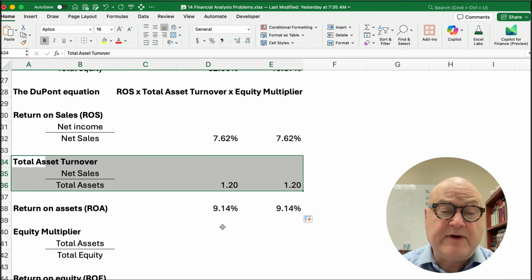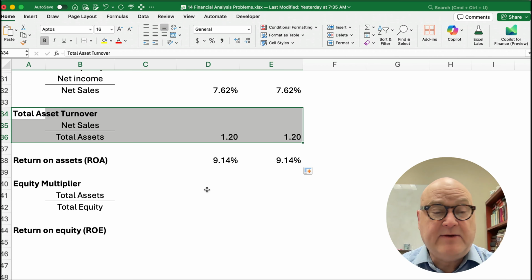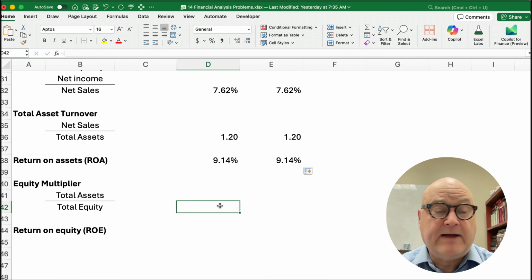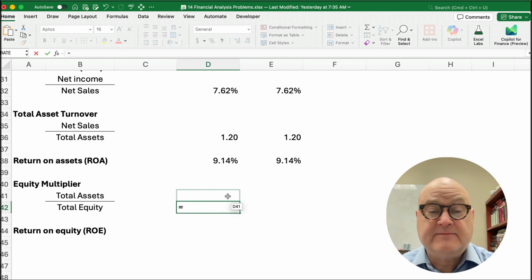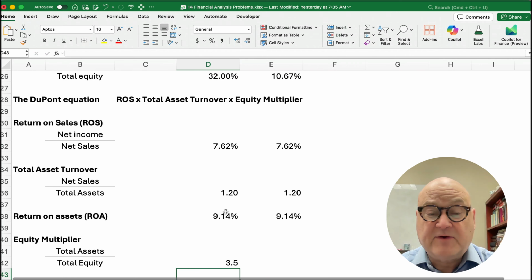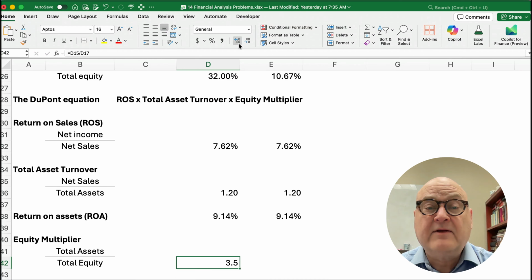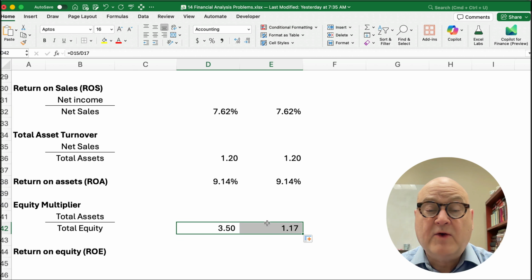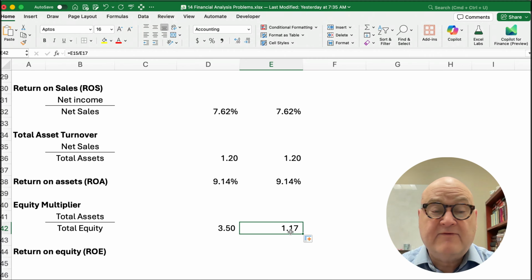But now we do the equity multiplier, and we're going to multiply that and it will equal return on equity. So total assets divided by total equity. Total assets of $350,000 divided by $100,000 of total equity, and that's going to be, in decimal format, 3.50. It says for every dollar of equity we have $3.50 of assets. This is how we multiply our equity. For every dollar of equity for the low debt company, we only have $1.17 of assets.